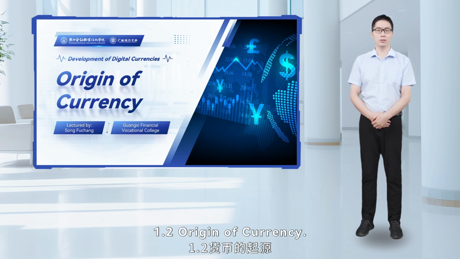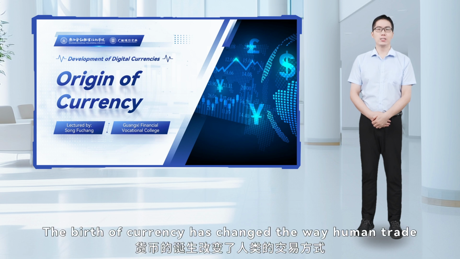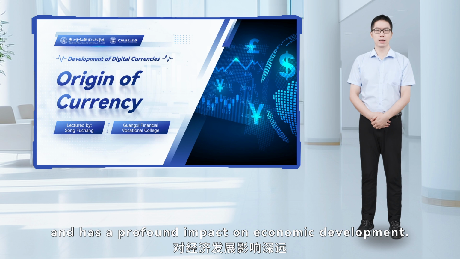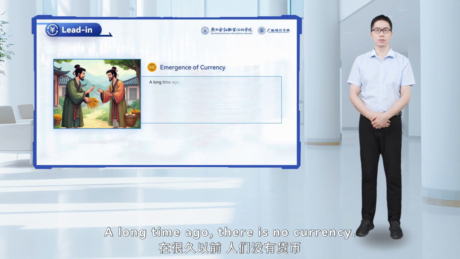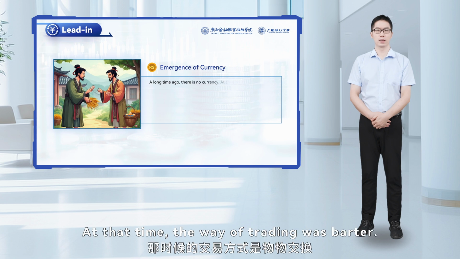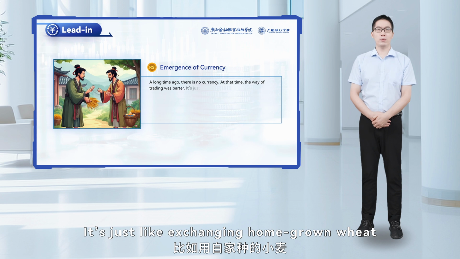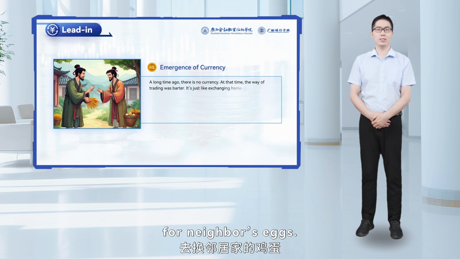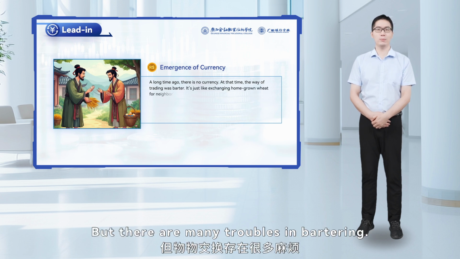1.2 Origin of currency. The birth of currency has changed the way humans trade and has a profound impact on economic development. A long time ago, there was no currency. At that time, the way of trading was barter. It's just like exchanging homegrown wheat for a neighbor's eggs. But there are many troubles in bartering.